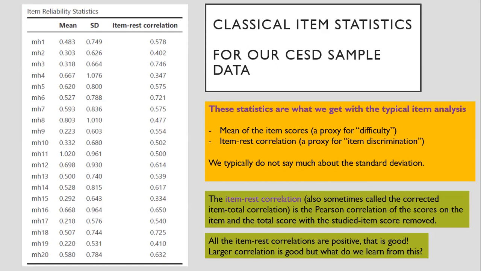Well, it does happen. In my experience, that's less often, but certainly the fact that they're all positive is a good sign. And a larger correlation is good, but what do we learn from this? We really don't learn too much, in my opinion. And this follows the trend in statistics that we need to move beyond just single numerical value summaries.